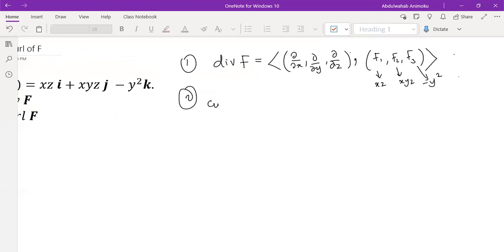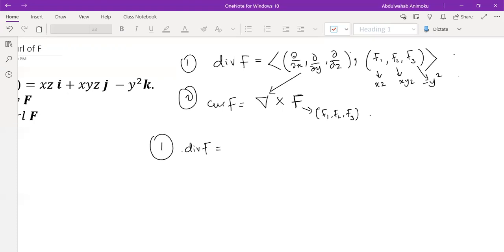Now, what about the curl of a vector function? This is actually the cross product of the grad operator and the function itself, which comprises this f1, f2, f3. So let's just apply this and see for this particular problem how we find the divergence and the curl of this function. Okay, so the first one, the divergence of f.